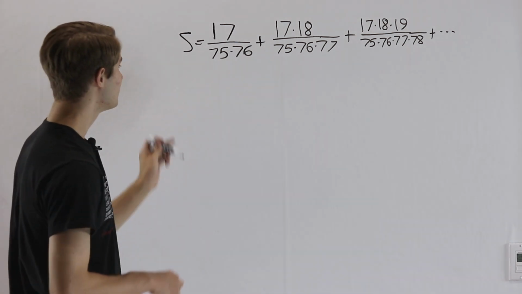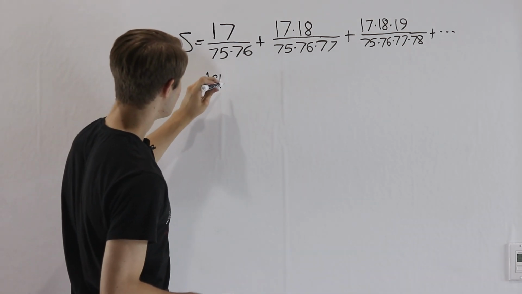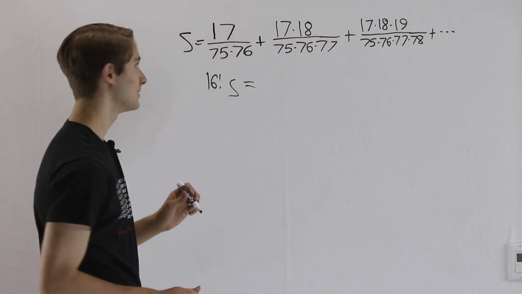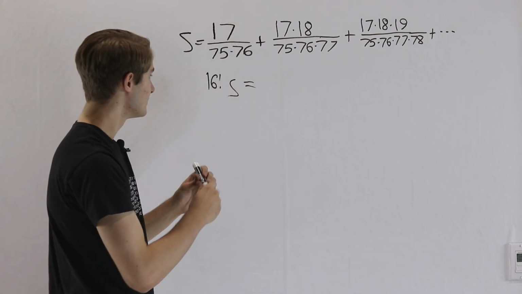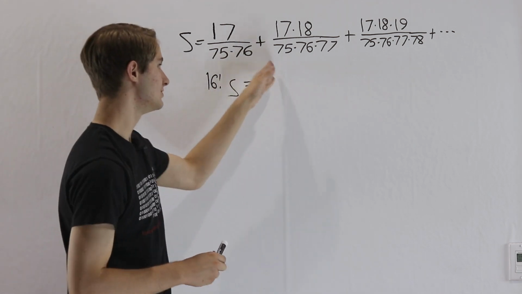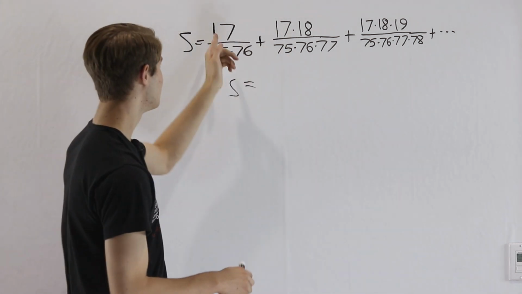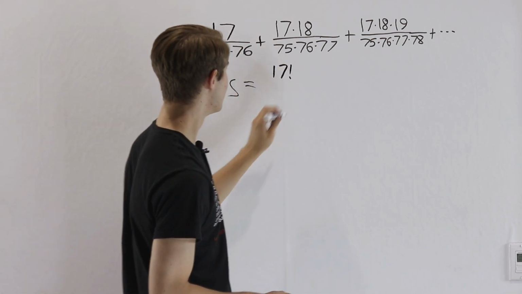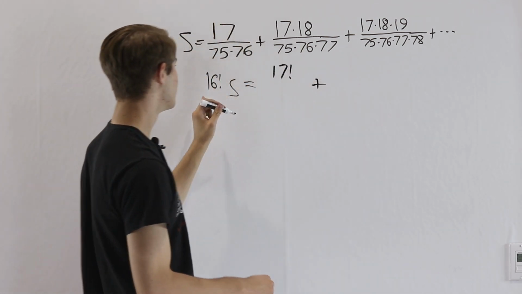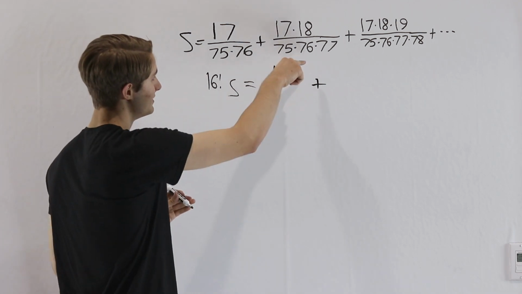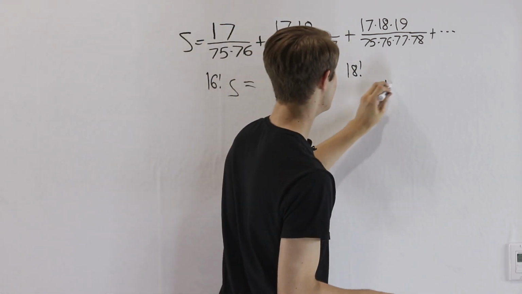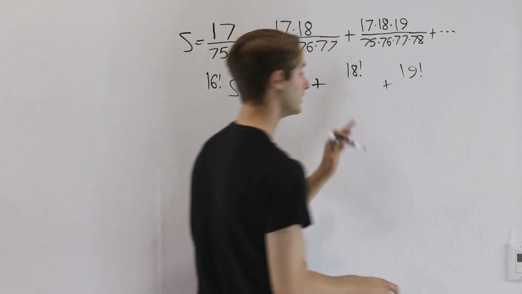Well, what happens if we take the sum and multiply it by 16 factorial? Well, what happens on the top here? Right now we have 17. 16 factorial is 1 times 2 times 3 up to 16. If we multiply by 17, that gives us 17 factorial. And then the next term will be 1, 2, 3 up to 16 times 17 times 18. Well, that would be 18 factorial. And then the next one would be 19 factorial, and so on.